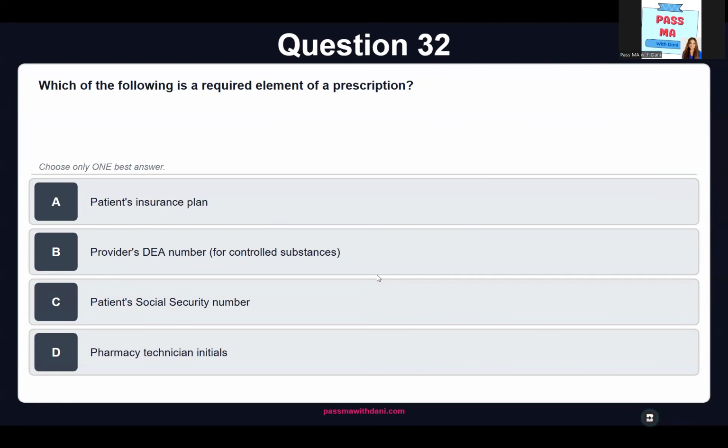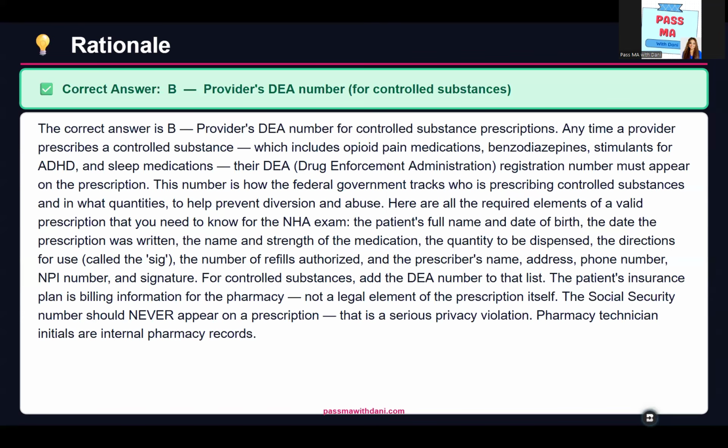Which of the following is a required element of a prescription? A, the patient's insurance plan. B, the provider's DEA number. C, the patient's social security number. Or D, the pharmacy technician's initials. If you said B, the provider's DEA number for controlled substances, you are correct. Anytime a provider prescribes a controlled substance, this includes opioid pain medications, benzos, stimulants like for ADHD, and sleep medications, the DEA, that's the Drug Enforcement Administration, registration number has to appear on the prescription.